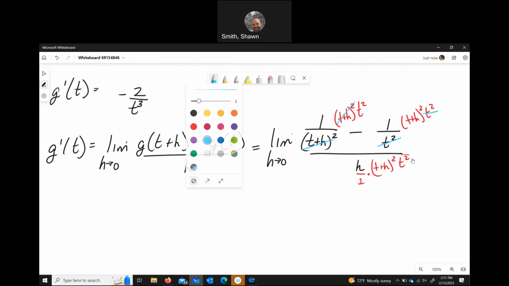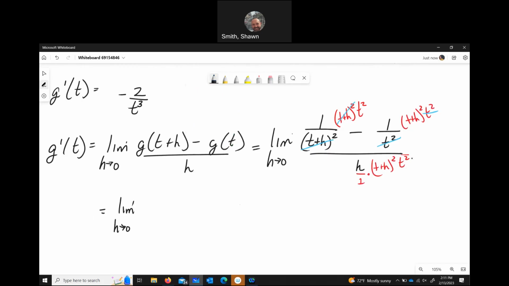Now we simplify this a little bit further. So my numerator, this term just is t squared. This one is minus t plus h squared. The bottom is just h t squared, let's put it that way, h t squared and t plus h squared.